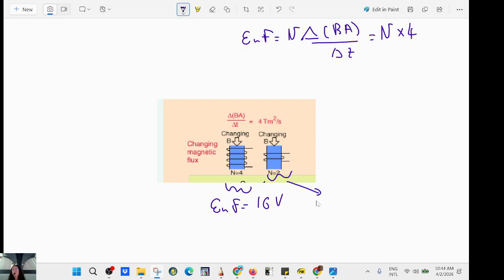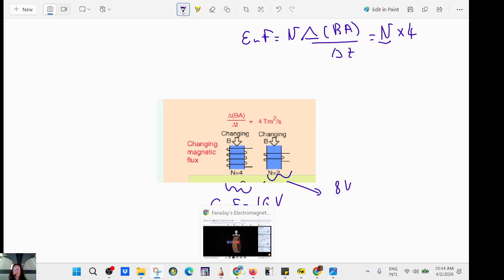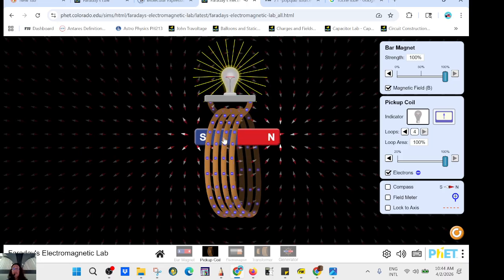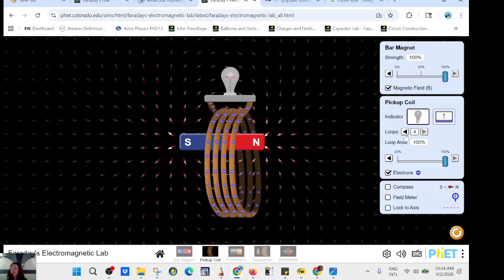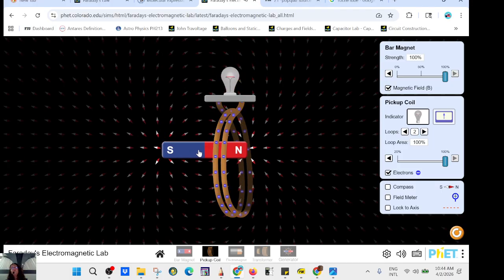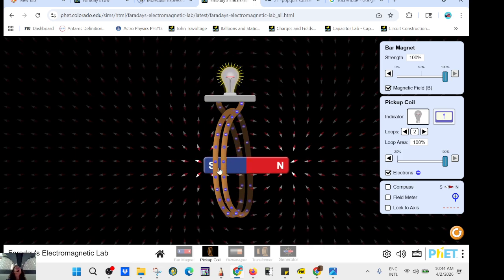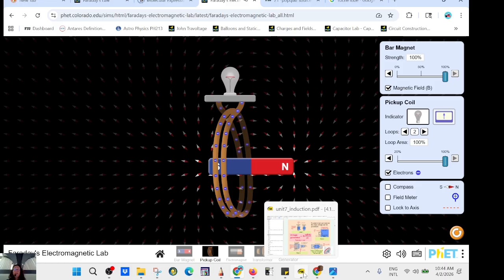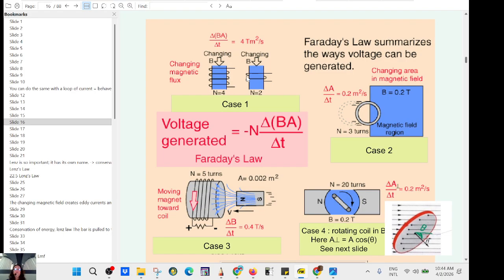If you have only 2 loops, it's going to be 4? No, but you already have 4 here. So if N is 2, 2 times 4 is 8 volt. Right? It's just to show you that it depends on the number of loops. So in that case, if I decrease the number of loops, divide by 2, the induced EMF will also be divided by 2. So 16 and 8 volts.